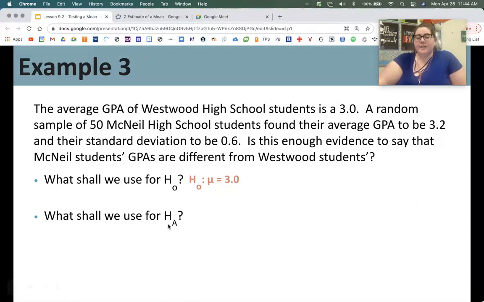And then our alternate is what we're trying to show. And we're trying to show that McNeil students' GPAs are different. So our alternate would be mu is not equal to 3.0. So it just says different. It doesn't say greater than. It doesn't say less than. It says different. So we use that not equal to symbol.